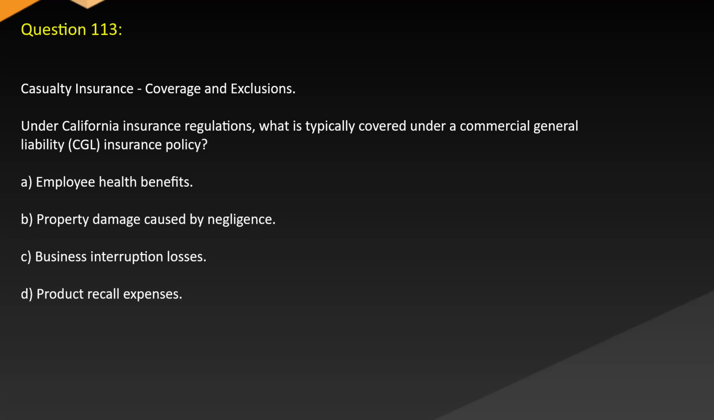Question 113. Casualty insurance. Coverage and exclusions. Under California insurance regulations, what is typically covered under a commercial general liability (CGL) insurance policy? A. Employee health benefits. B. Property damage caused by negligence. C. Business interruption losses. D. Product recall expenses.